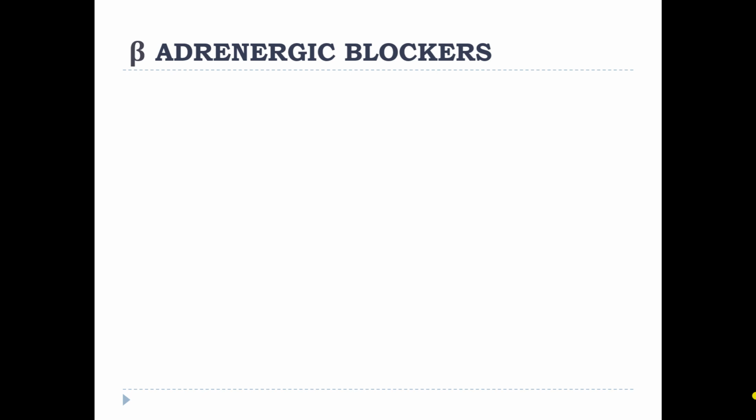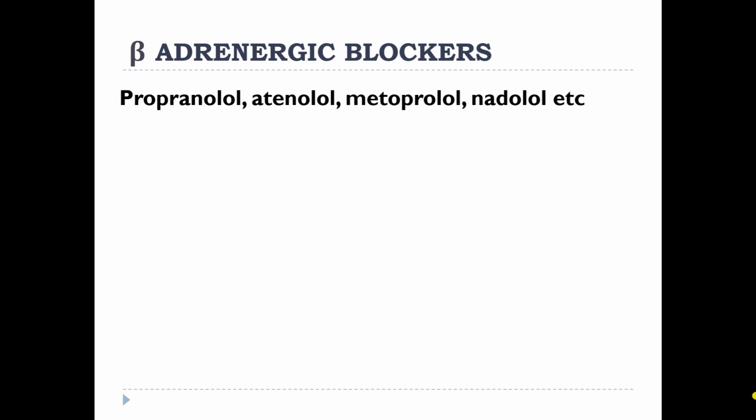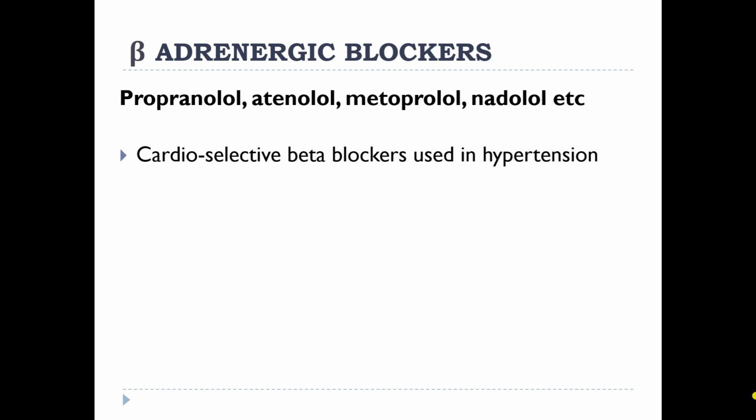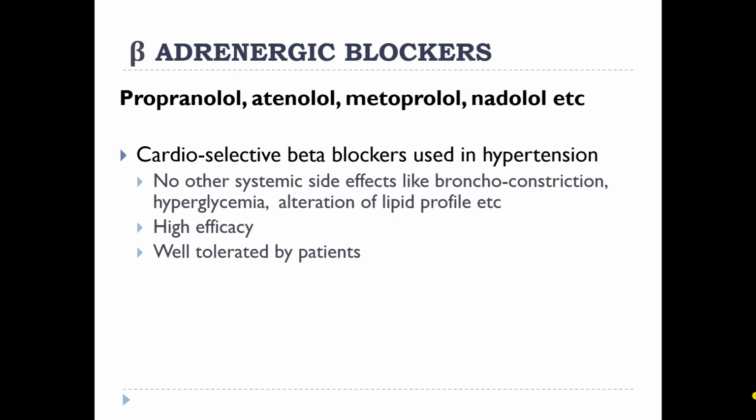Now we come to the role of beta adrenergic blocker drugs in hypertension. They include propranolol, atenolol, metoprolol, nadolol, etc. Cardioselective beta blockers are used in hypertension. What are the advantages of cardioselective beta blockers?